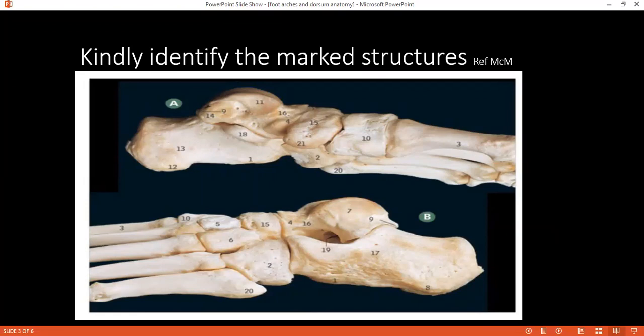All right, can you please identify 9 over here? Ma'am, that is the lateral tubercle of the talus bone. Very good. Can you please identify 21 here? In picture A, that is the tubercle on the cuboid bone. Sorry, tubercle of the navicular bone. Navicular. What type of bone is the navicular bone? Navicular is a sesamoid bone.